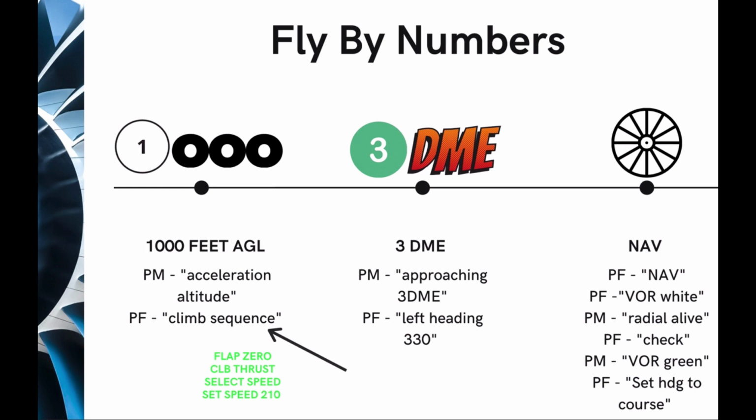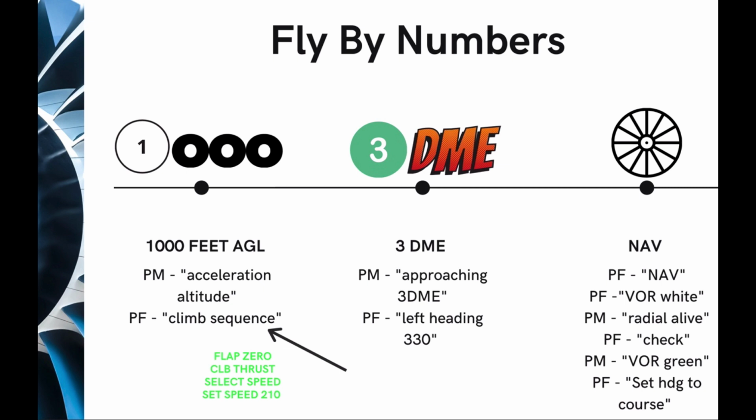Now, the correct source, Charlie Tango Victor, would have been set up while you were on the ground. So 1157 would have been set up in the nav window, and we have also set up radial 354 on our course bar. So all we need to do in this case is select nav, call VOR white. The pilot monitoring, if he or she picks it up in time, the call becomes radial alive. The pilot flying responds by check. VOR green, and the response becomes set heading to course.